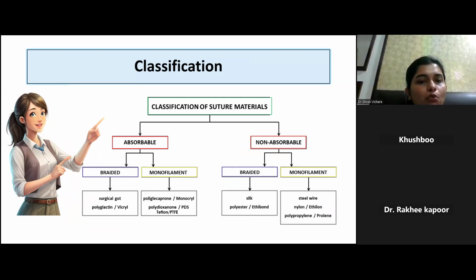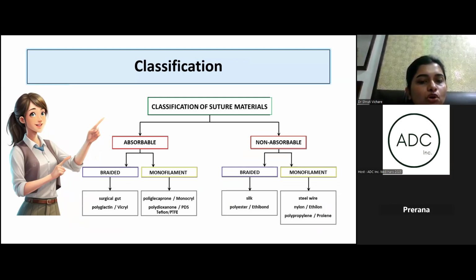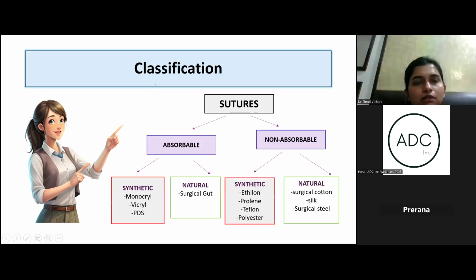Under monofilament absorbable sutures, we have Monocryl, PDS, and Teflon sutures. Under braided non-absorbable sutures, we have silk and polyester sutures. And under monofilament non-absorbable sutures, we have steel, nylon, and Prolene sutures. I will be explaining each of these, so you don't have to worry in case you don't understand right away.